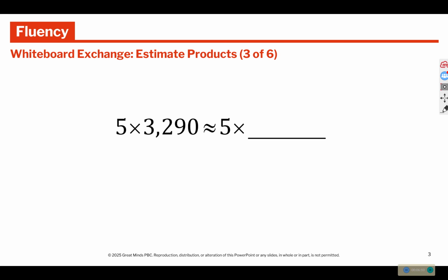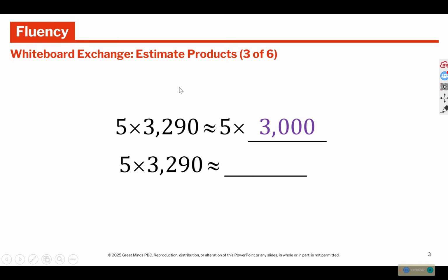Round 3,290 to the nearest thousand. Try this one on your own. Think about our phrase, 5 or more, raise the score, 4 or less, let it rest. We're going to reveal the answer in 3, 2, 1.